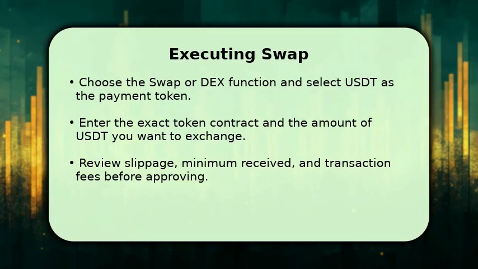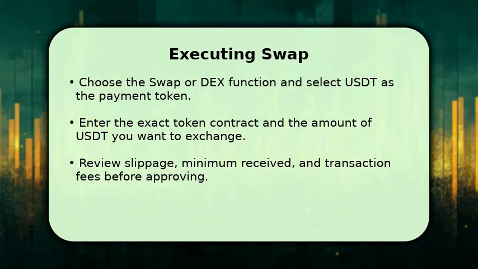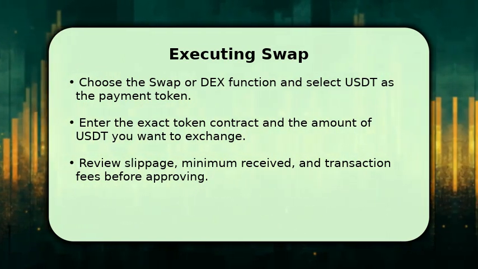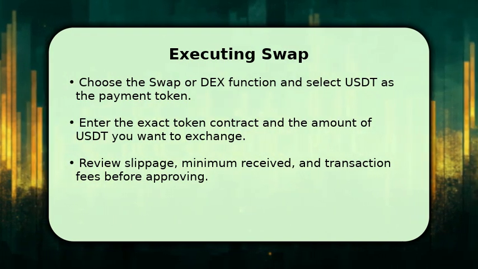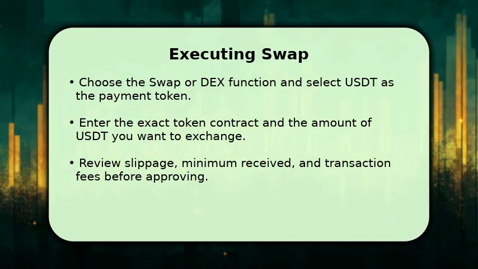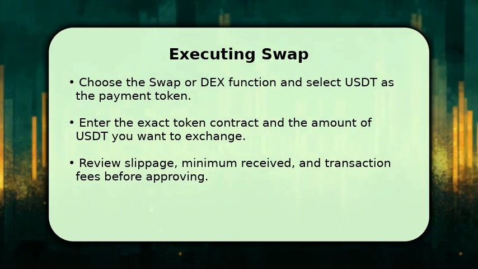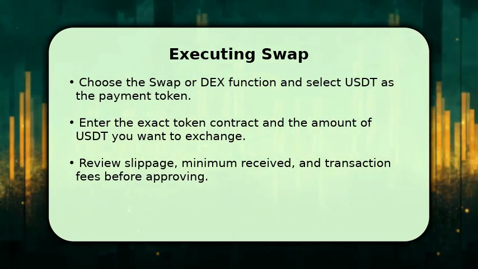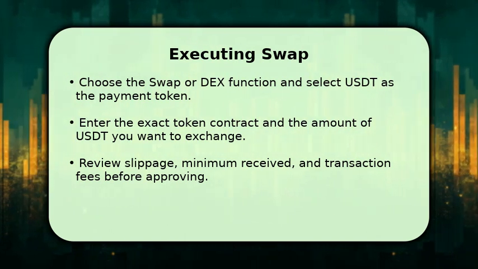Now we will execute the swap step by step while I explain each option in plain terms. Select UST as the input token and the desired coin as output. Double-check the contract address and enter the amount you want to spend. Adjust slippage only as necessary, confirm the minimum received, and approve the transaction. Wait for blockchain confirmations, then verify the new token balance in your wallet to ensure the swap completed successfully.